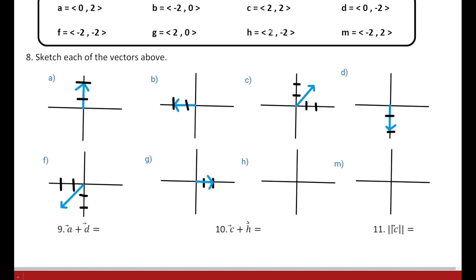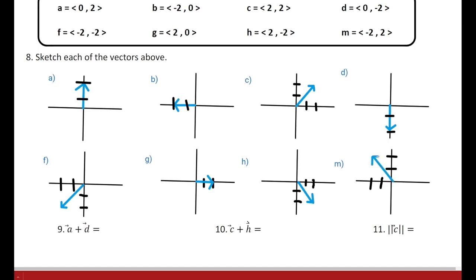H is 2 units to the right and 2 units down. And finally, M is 2 units to the left and 2 units up. So we pretty much have these smallish vectors. They're not all 2 units long.